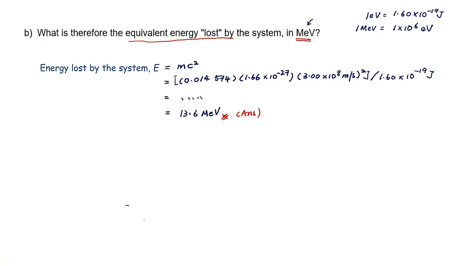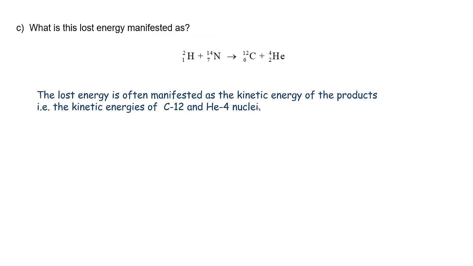Okay, now moving on to part C. In this part of the question, you are asked to comment on what this lost energy is manifested as. If this reaction does not have any other byproducts, after the reaction, both your carbon and helium will be moving away from each other. So they would possess kinetic energies, because they are moving away. And so the lost energy is manifested as the kinetic energy of the products, that is, the kinetic energies of both the carbon-12 and the helium-4 nuclei.